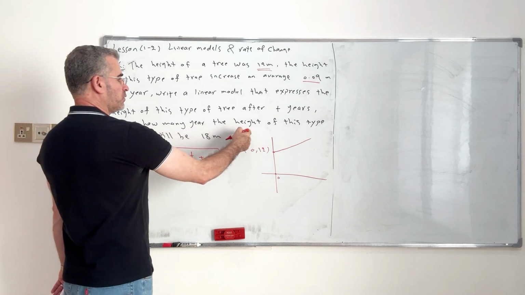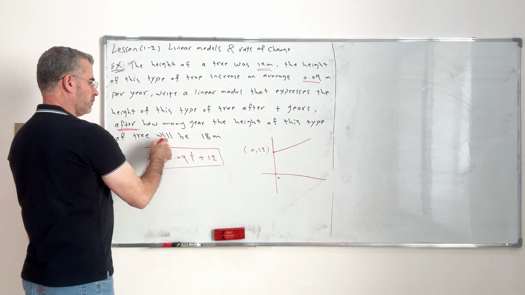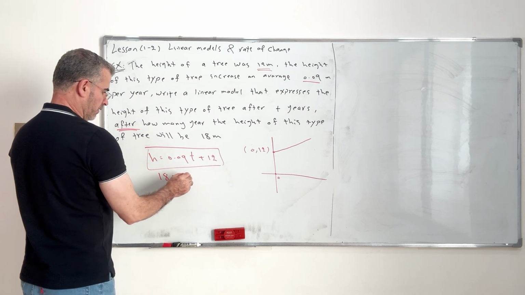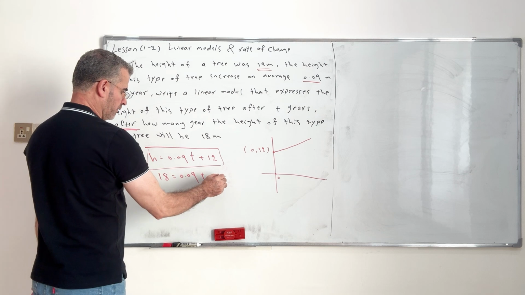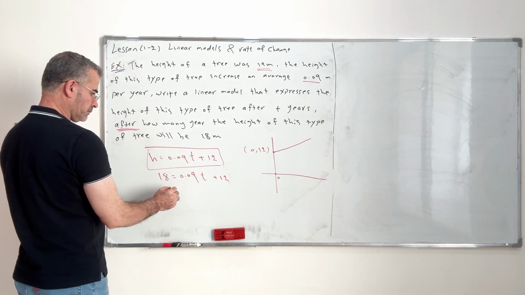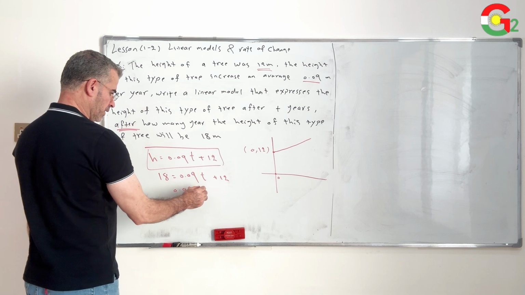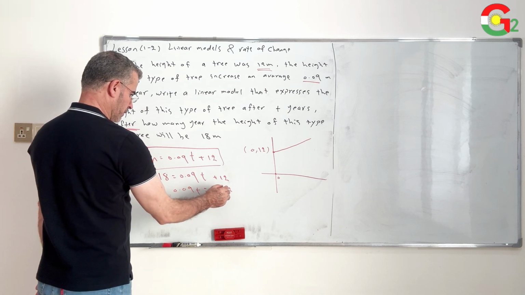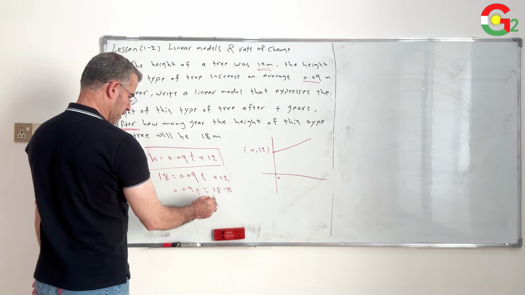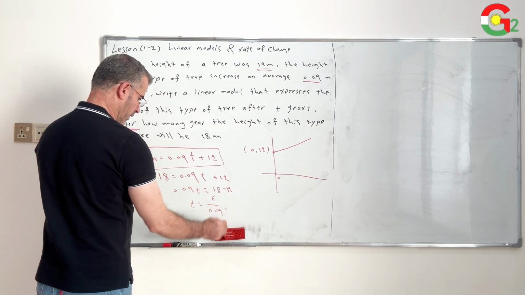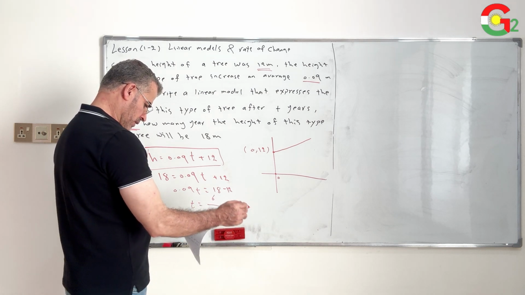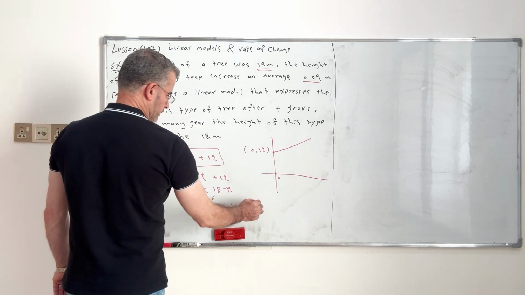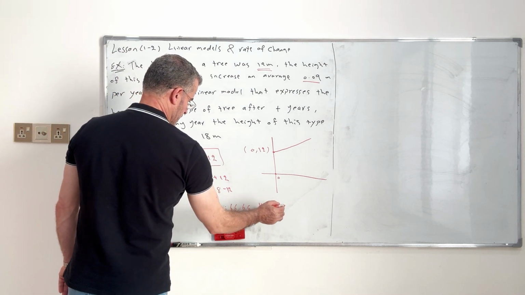After how many years will the height of this tree be 18? I set height 18 and find the number of years. Then 0.09t equal to 18 minus 12, then t equal to 6 over 0.09 equal to 66.66 years.